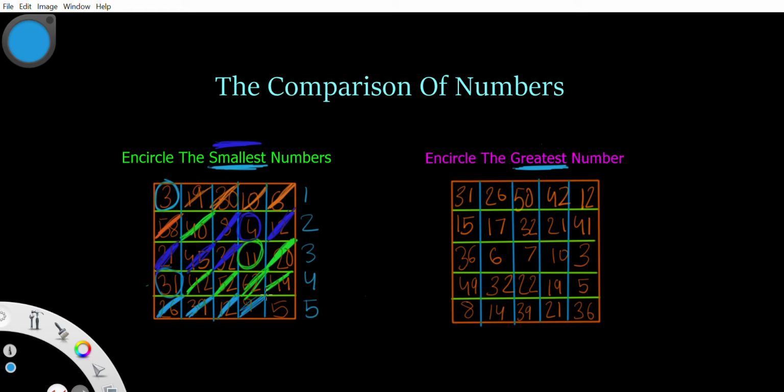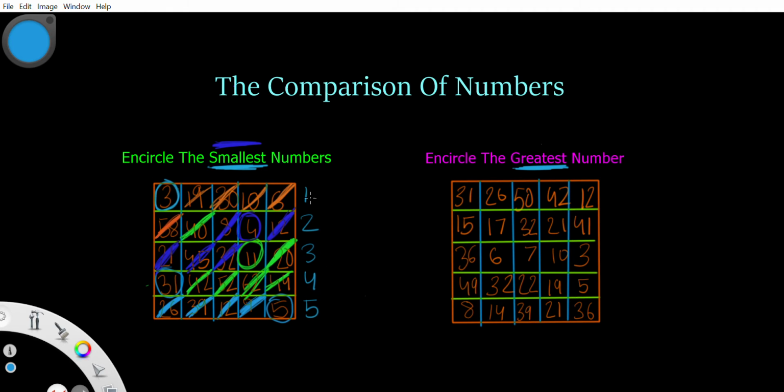So we know 9 is not going to be an answer, because we already have a number that's smaller than the number 9. So we know that 5 is smaller than 9, and we got our answer. 5 is the smallest number for our fifth row.